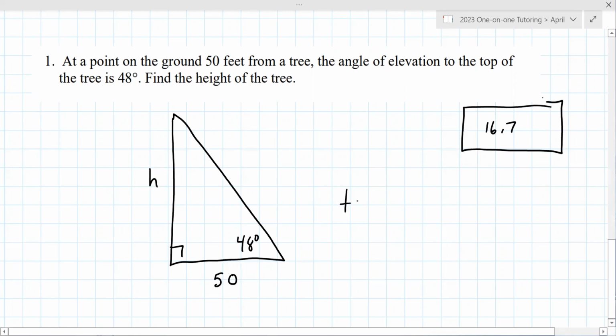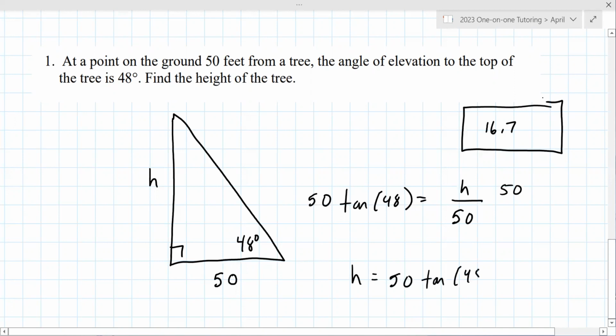So the tangent of 48 equals h over 50. To solve, I'm going to multiply both sides by 50. Okay. Sorry, I put 15. That's terrible of me. It's 55.5. Okay, that sounds better.